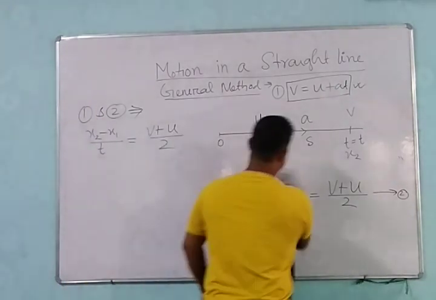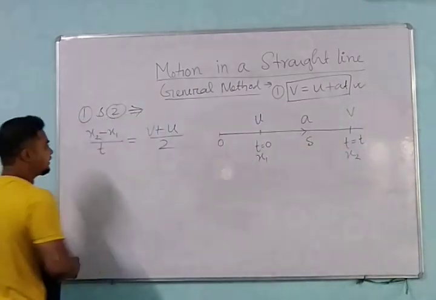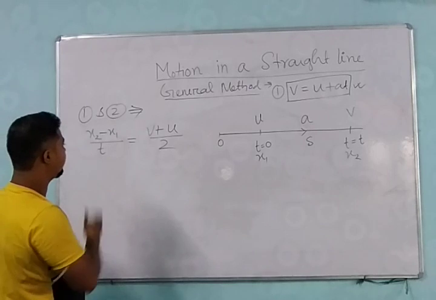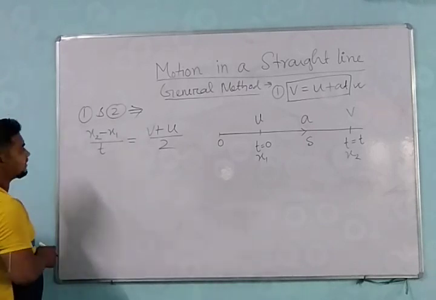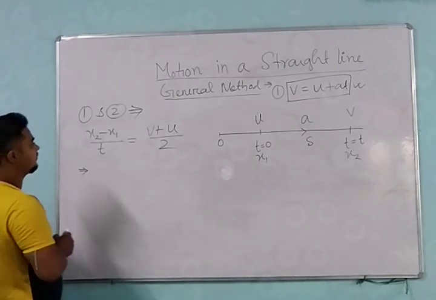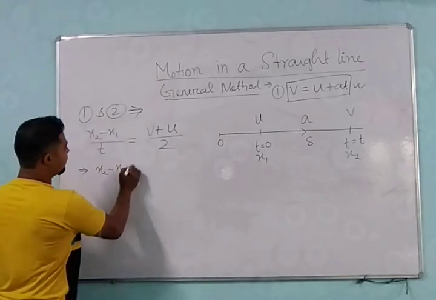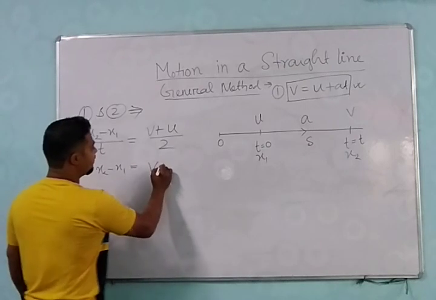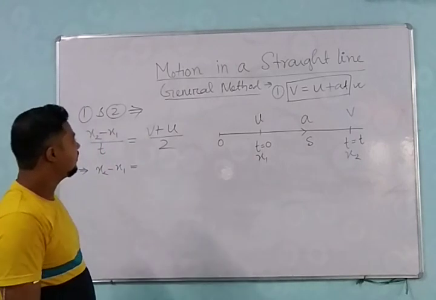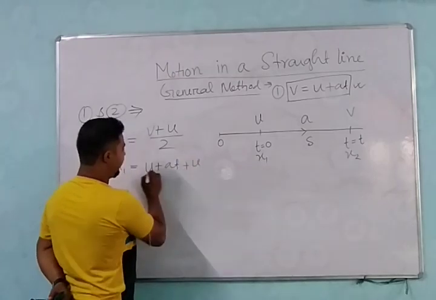clean the board. Okay, now we have got finally this expression. Now we will try to simplify this equation. Let us see what we will get here. x2 minus x1 is equal to v plus u by 2 times t. So in case of v, we have v is equal to u plus at, so we get u plus at plus u divided by 2.